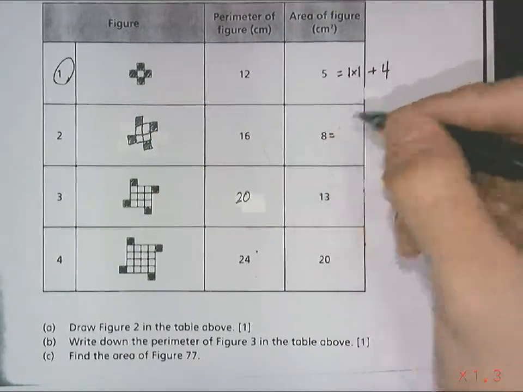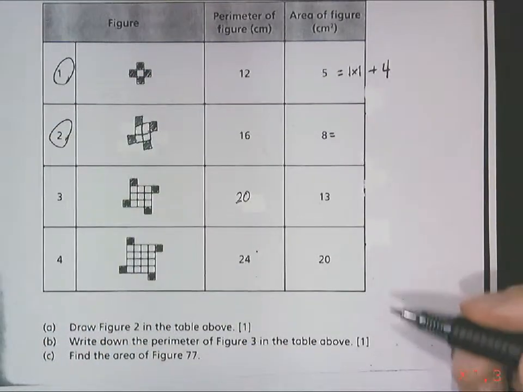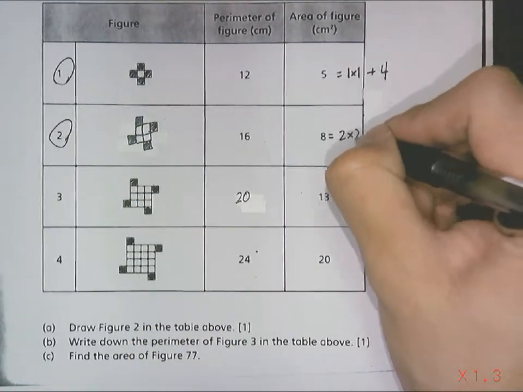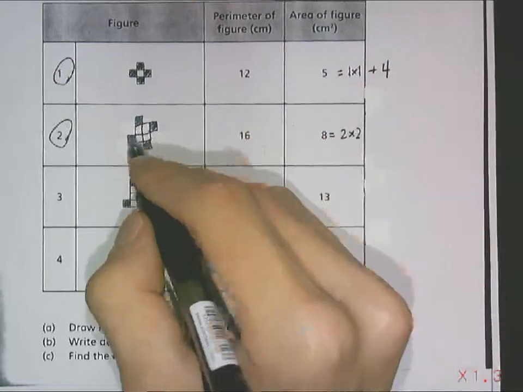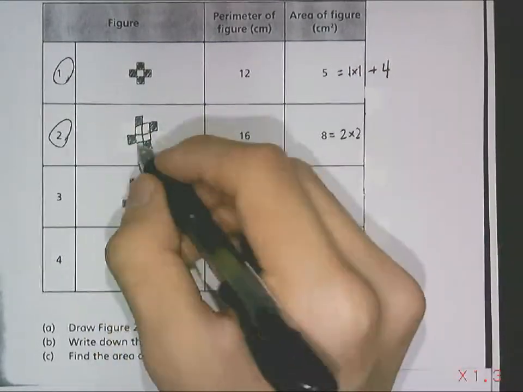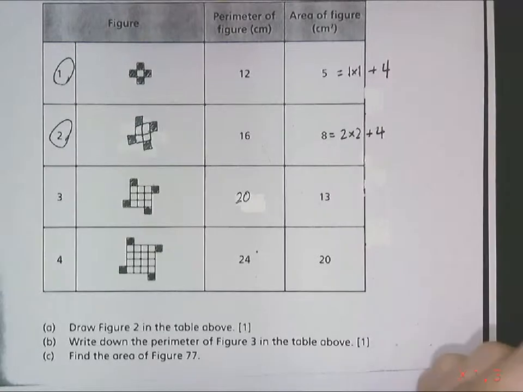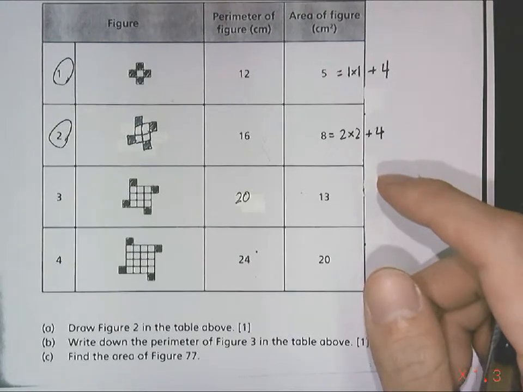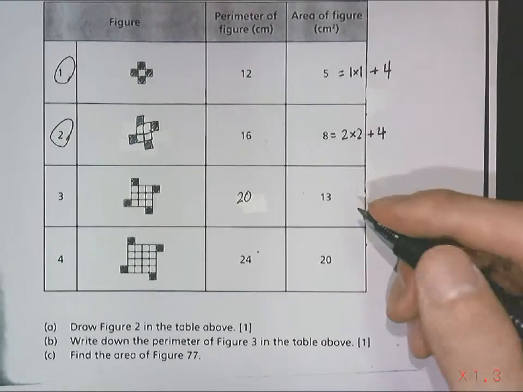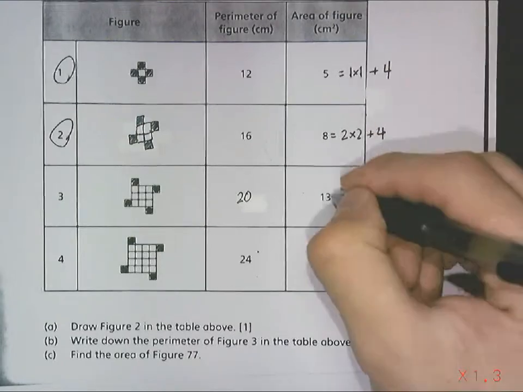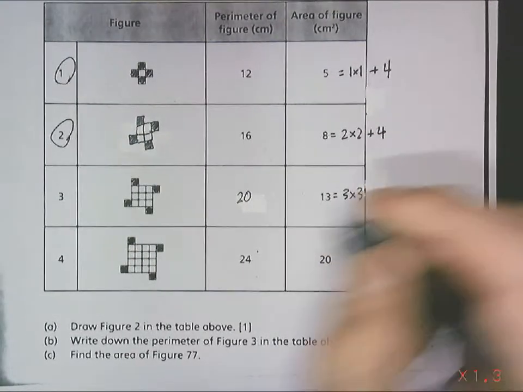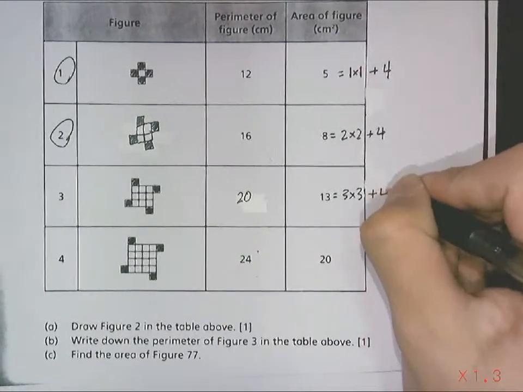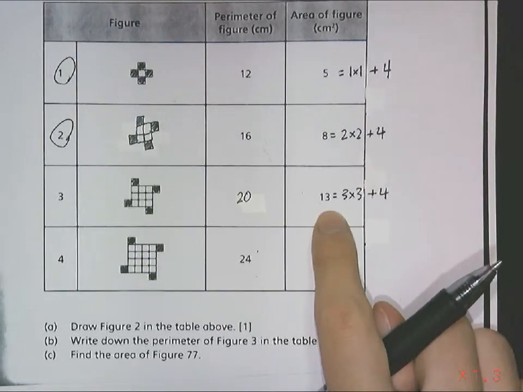Checking using figure number 2, it's a 2 by 2 square unshaded in the middle. So 2 times 2, but to get the total area of the figure, I still need to add these 4 shaded squares. Checking so far, it tallies with the area of the figure. We use the pattern to see whether it works for 3 and 4, then we can use it for figure 77. A 3 by 3 square I can see in the middle of figure 3, plus the 4 shaded. 9 plus 4 gives us 13, so correct.